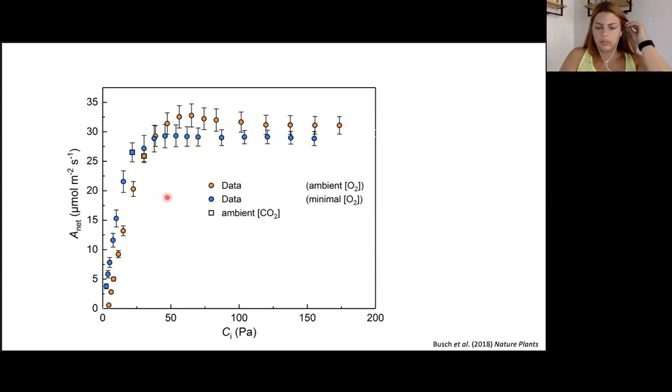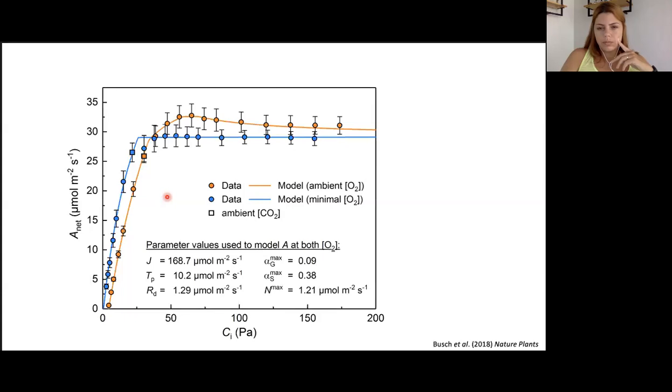So we can then take the model from before and fit all this, and we can fit both curves with the same parameters, except for changing the oxygen concentration in the model. And we can see that it fits both. So the model saying, well, if you assume some carbon is being diverted through nitrogen assimilation, fits perfectly with the data that we collect.